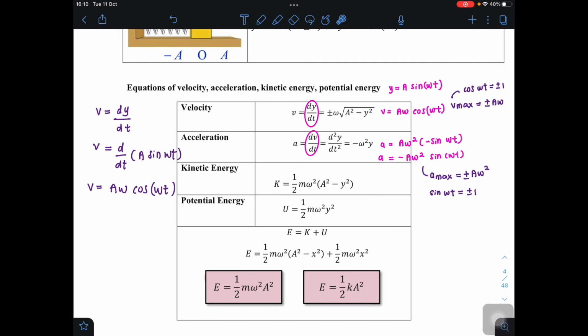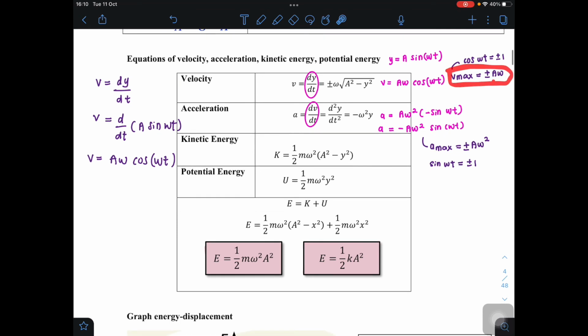Okay, always remember that cos omega t will always be equal to plus minus 1 when the velocity is maximum. When the velocity is maximum, this one akan jadi sama dengan 1. So our formula now will be equal to omega A saja. Okay, this is the formula untuk maximum speed ataupun maximum velocity.